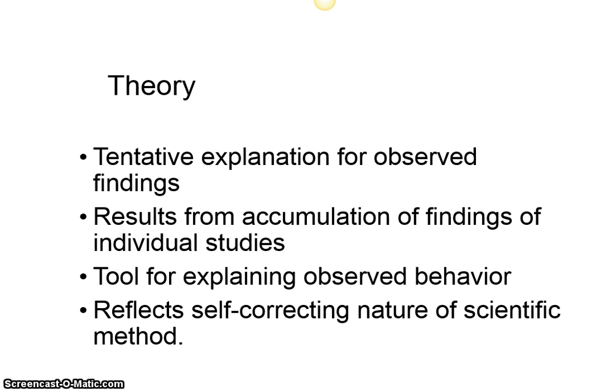Now let's look at a theory. A theory, again, is the tentative explanation for observed findings. So going back to my earlier example of people with low self-esteem suffer higher rates of depression, we might find that that's true in our research, or that's supported in our research, okay? But the question is why. So a theory is an attempt to explain why something happens.